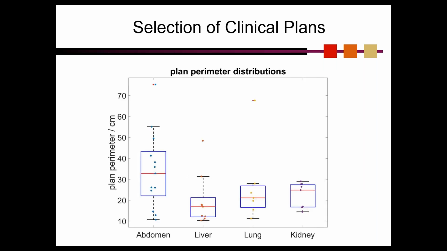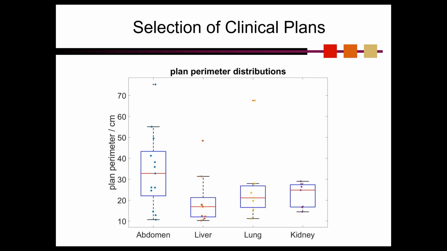Another consideration for which plan to select involved using different levels of plan complexity. We wanted to make sure that we attempted to measure a wide variety of composite field sizes and shapes. This box plot, for example, illustrates the distribution of one specific quantity, which is the plan perimeter, shown on the y-axis in units of centimeters.